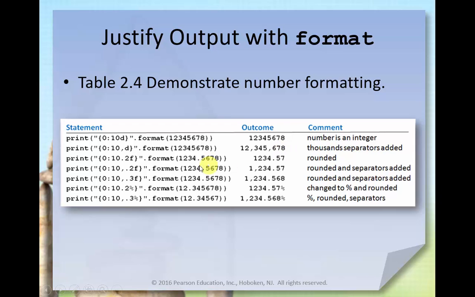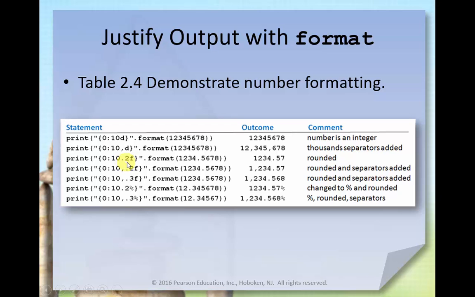It's an integer. Here we have the separator going on. Still the 10 from 0 to 10. We're getting all of the elements, but this time we're adding a comma as a thousandth separator.